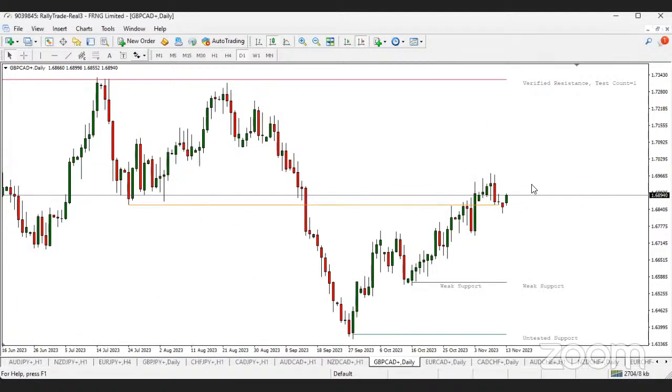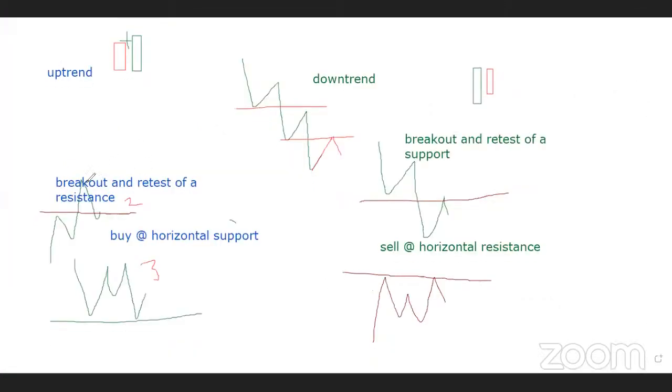This is a clear example of a buy trade. As you can see, look at what we have on British pounds, Canadian dollar. This is aligned with our second reason to buy. Okay, so you see our second reason to buy, breakout and retest of a resistance. See, that's what this guy here is doing.